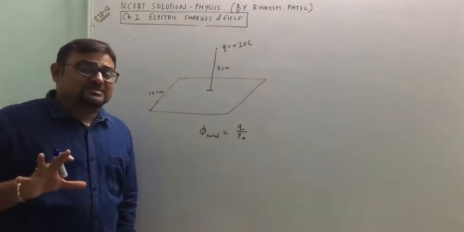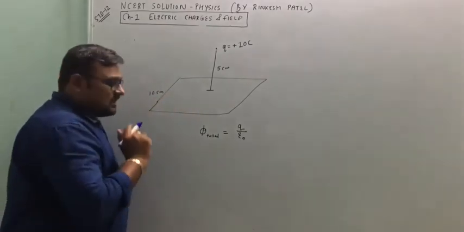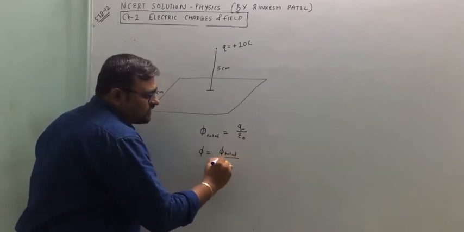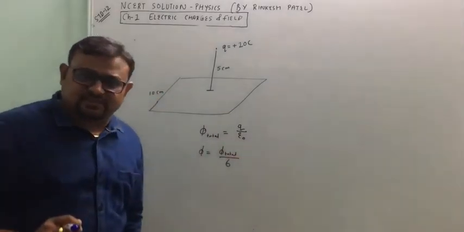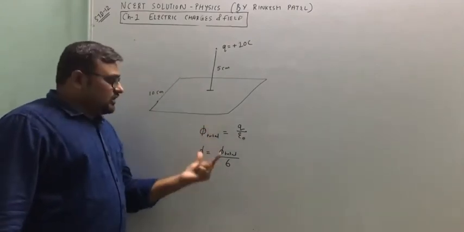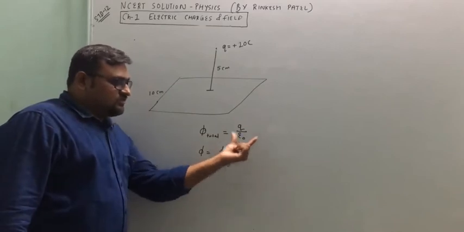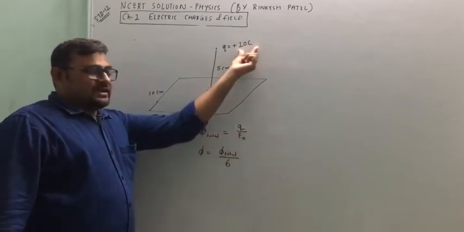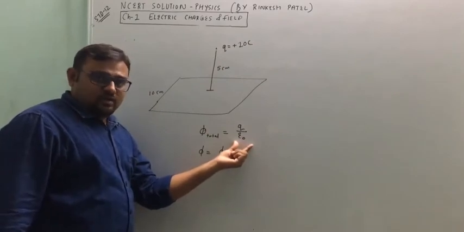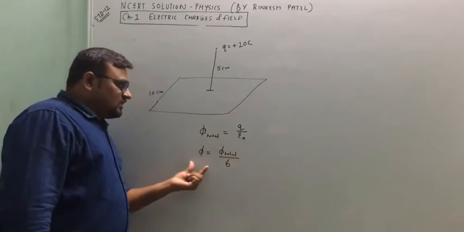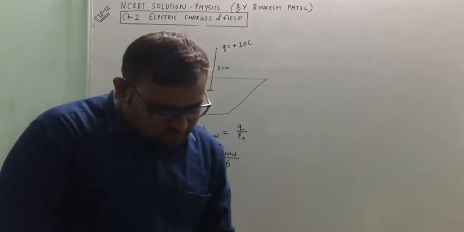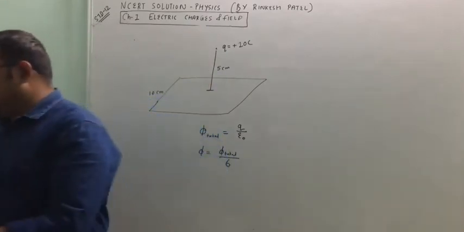But if I want to take only one face, then the flux will be equal to flux total divided by 6, because there are 6 faces in the cube and we have to find out only for one surface. So your answer will be flux total upon 6. First find out the total flux when Q is 10 coulomb and epsilon 0 is 8.85 into 10 raised to minus 12. Then divide by 6 to get the flux passing through this surface. Clear? Okay, now let's move to question 1.19.